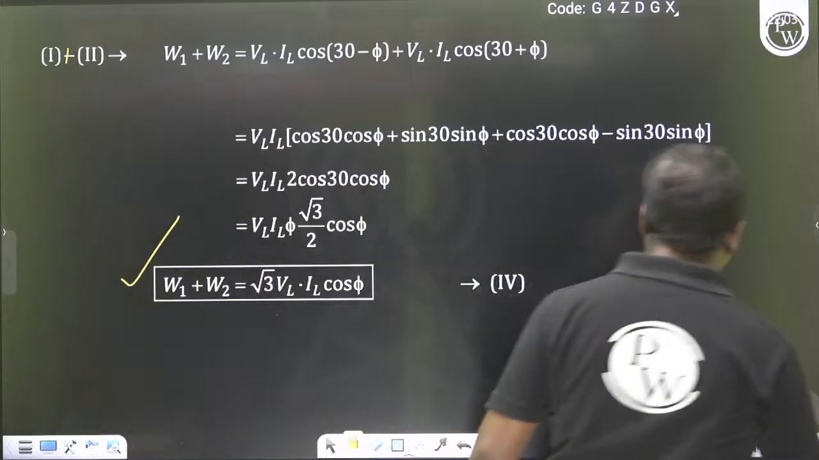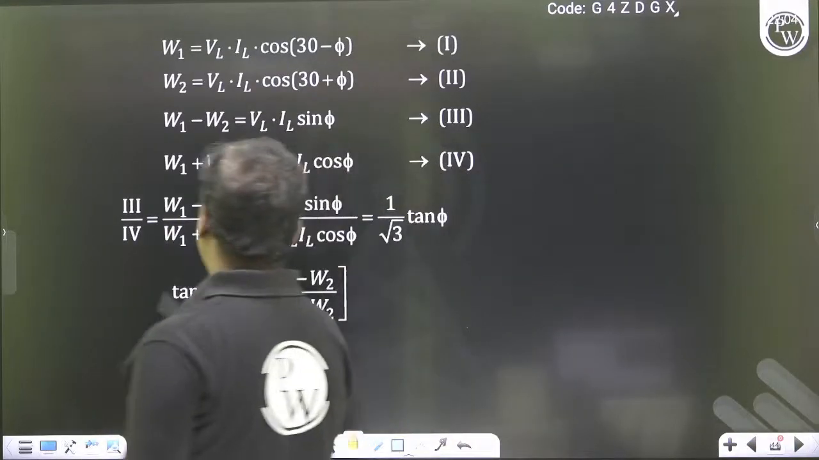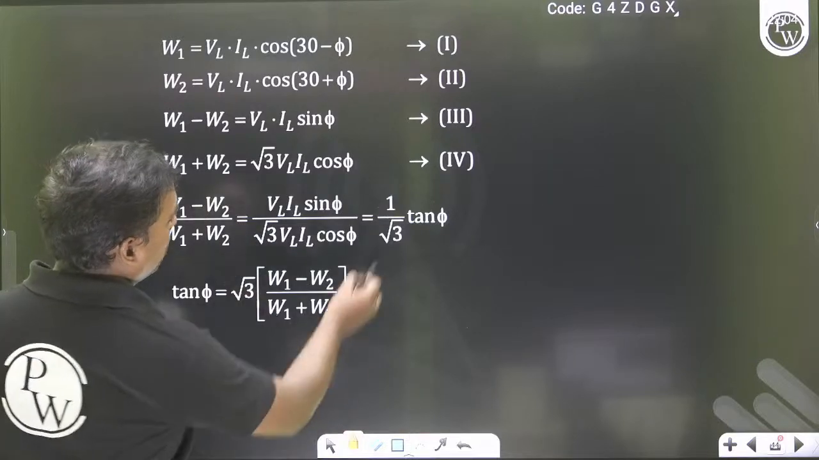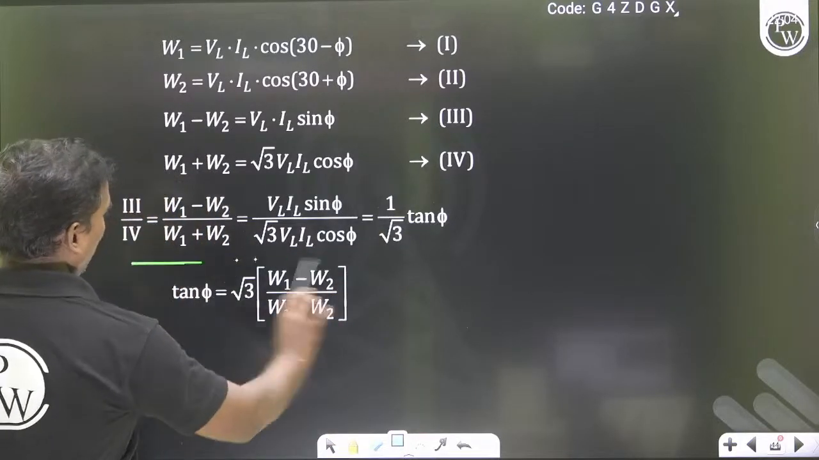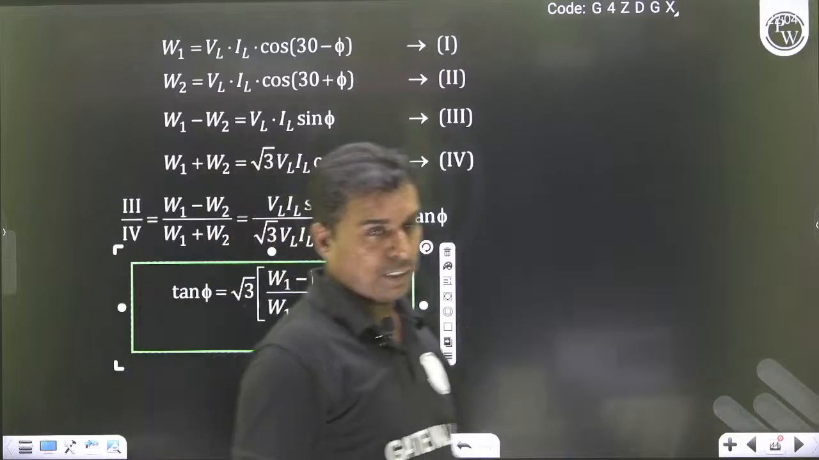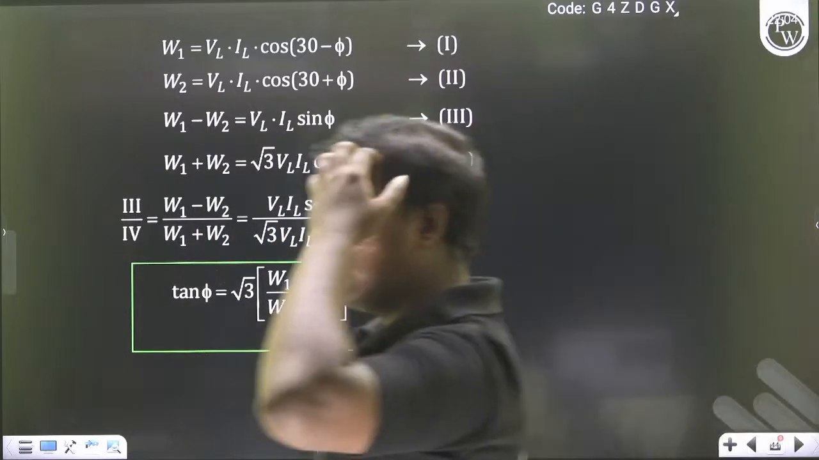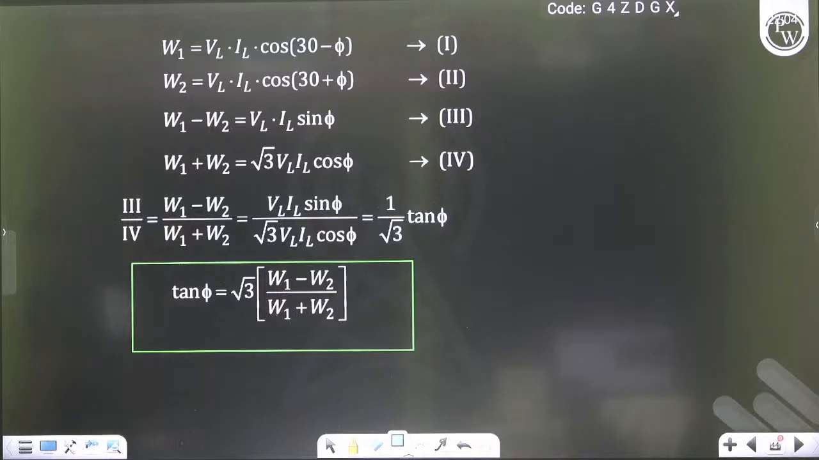So now if I'm taking the ratio of these two, W1 minus W2 by W1 plus W2, VL IL sin phi root 3, so 1 by root 3 tan phi. So this is one of the important expressions for this entire topic, tan phi. So tan phi is equal to root 3 into W1 minus W2 by W1 plus W2.